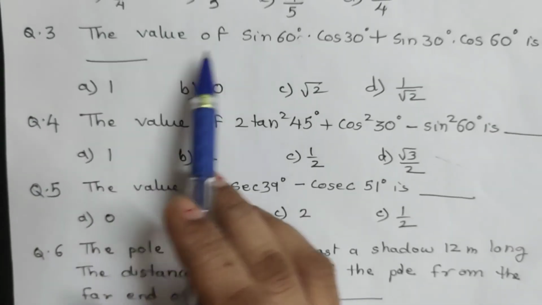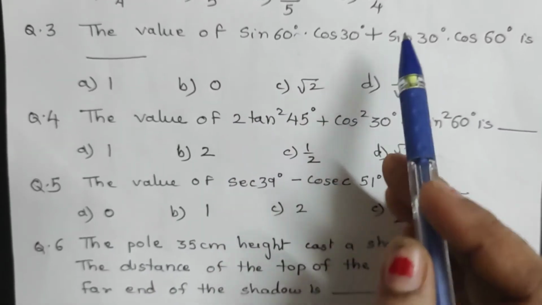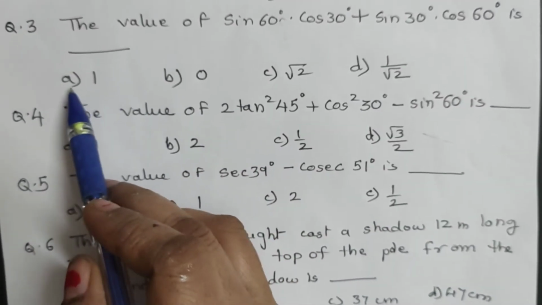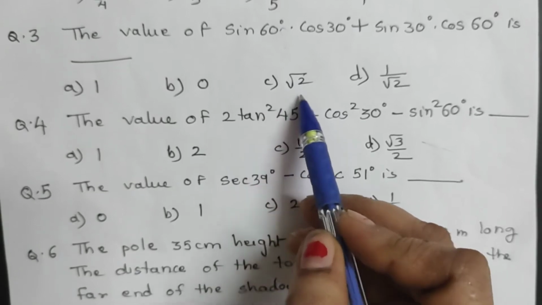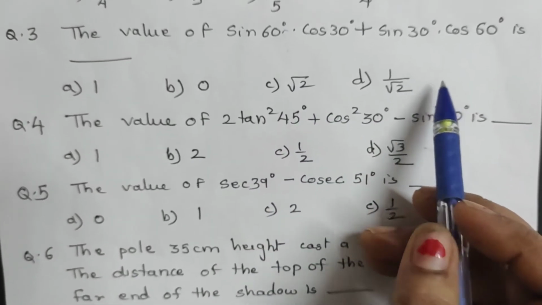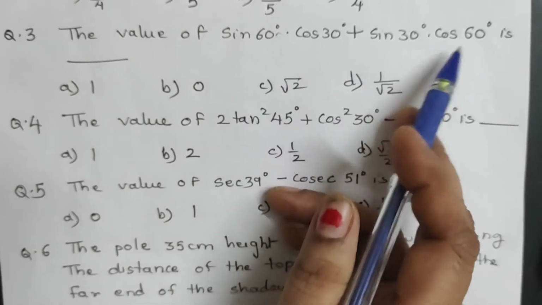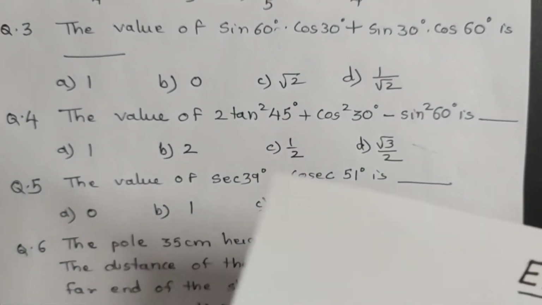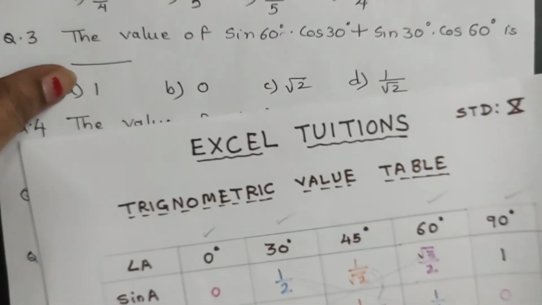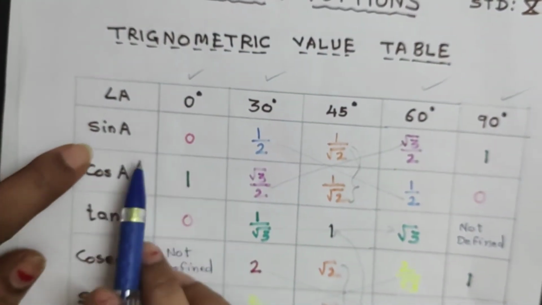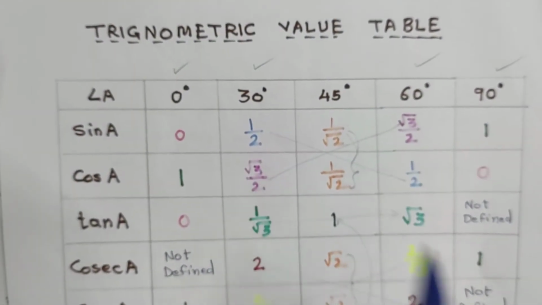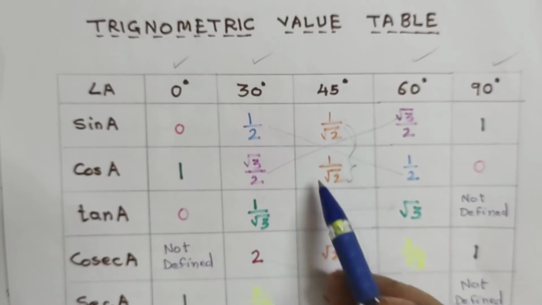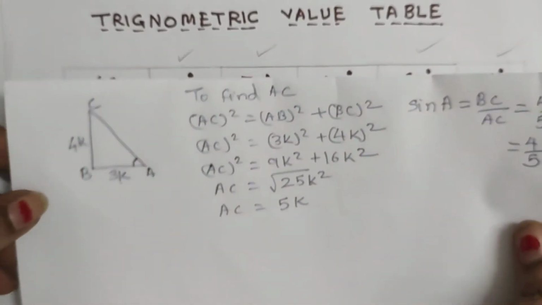Question number 3. The value of sin 60 degree into cos 30 degree plus sin 30 degree into cos 60 degree is dash. Options are A 1, B 0, C root 2 and D 1 upon root 2. So here we have to find out the value of this expression. For this we have to use the trigonometric value table. So here sin of 60 is root 3 upon 2 and cos of 30 is root 3 upon 2. So substitute these values in the given equation.